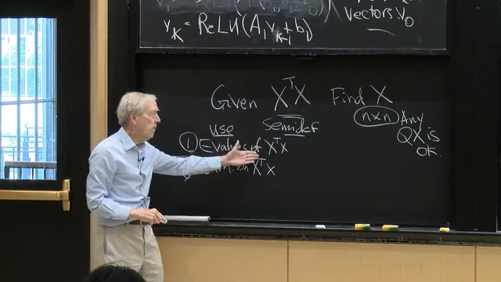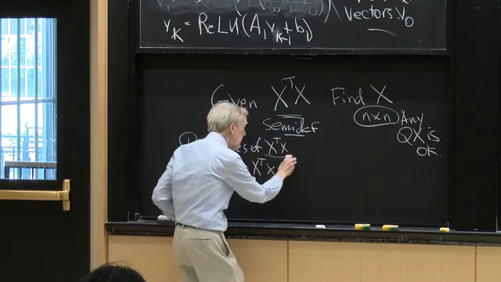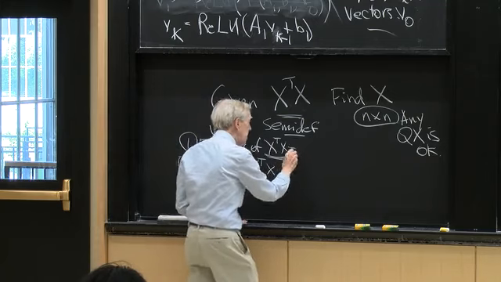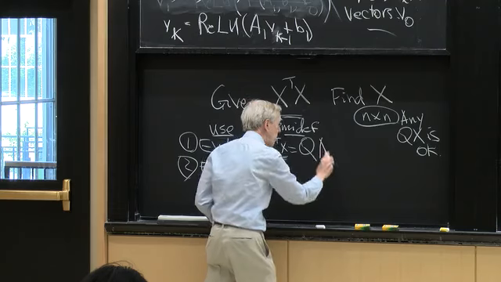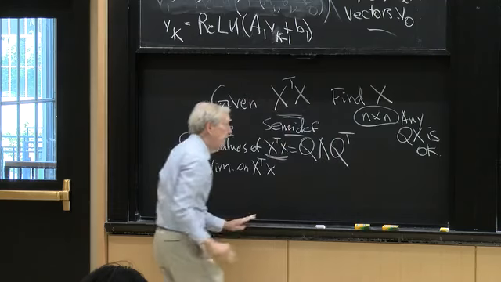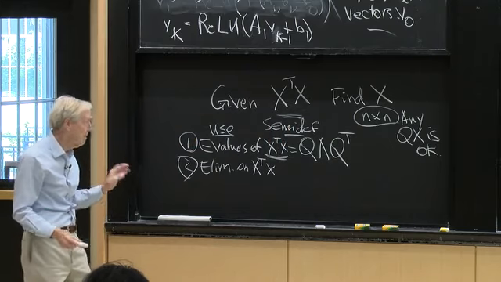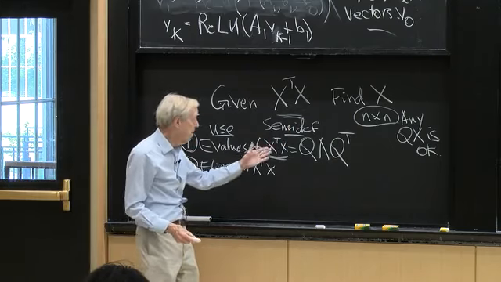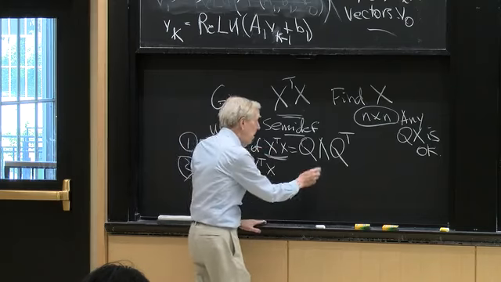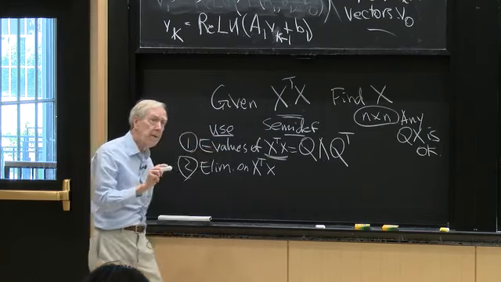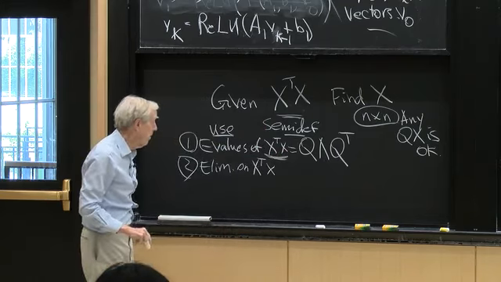So if I find the eigenvalues of X transpose X, then, since it's symmetric positive definite, I'm writing it as Q lambda Q transpose. That's the fundamental, most important theorem in linear algebra, you could say: a symmetric positive semi-definite matrix has eigenvalues greater than or equal to 0 and eigenvectors that are orthogonal.